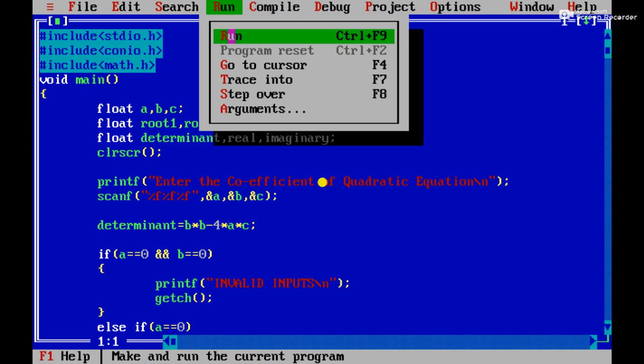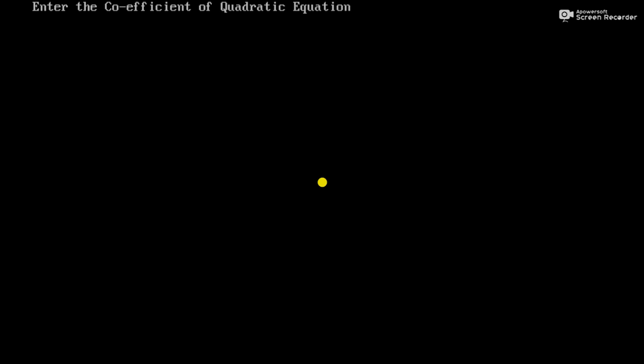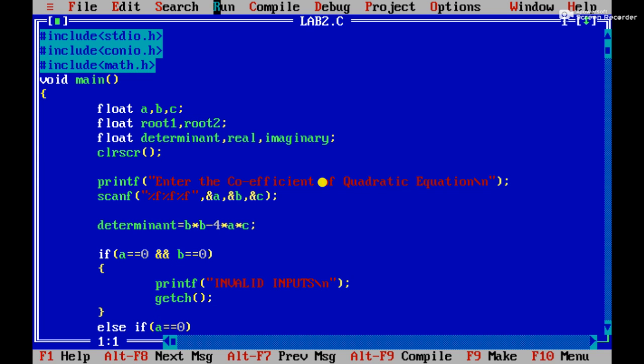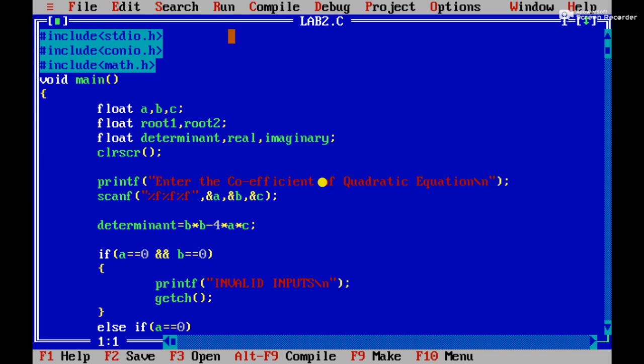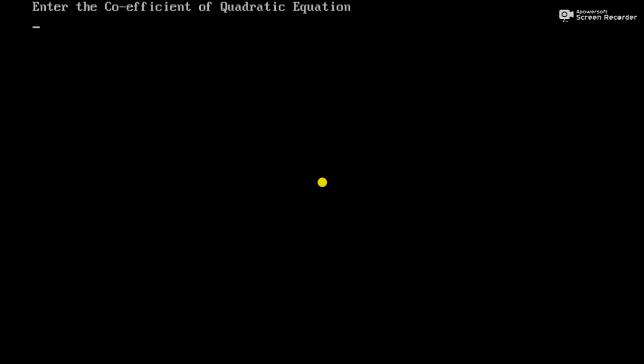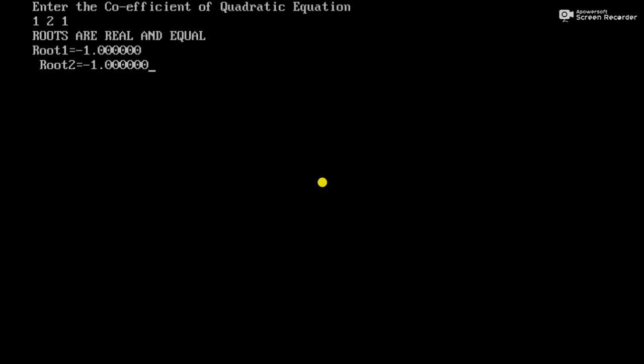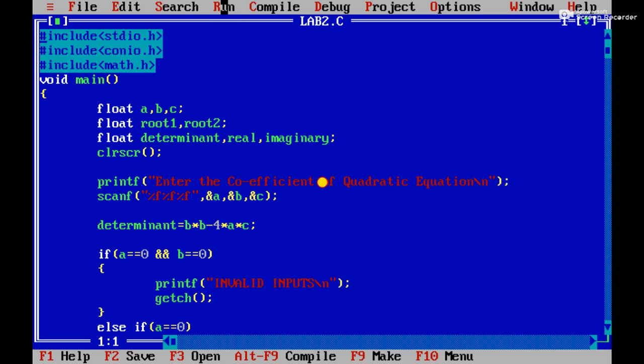Next you run. First I give all inputs as 0, 0, 0. Invalid inputs; we can't get the output. Next, run again. Now I give 0, 1, 2. Then for the linear equation the root is equal to minus 2. Why do we get 6 zeros in float? We get 6 zeros after the floating point. Next I give 1, 2, 1. The roots are real and equal, and we get 2 roots. You can give different values and then check; don't check with the same values.